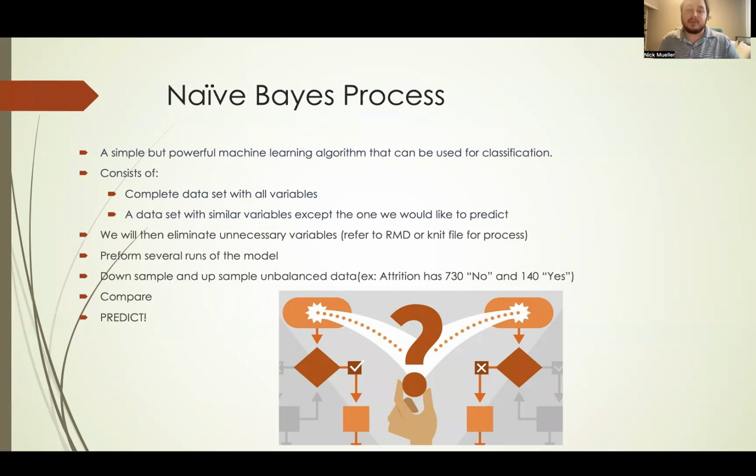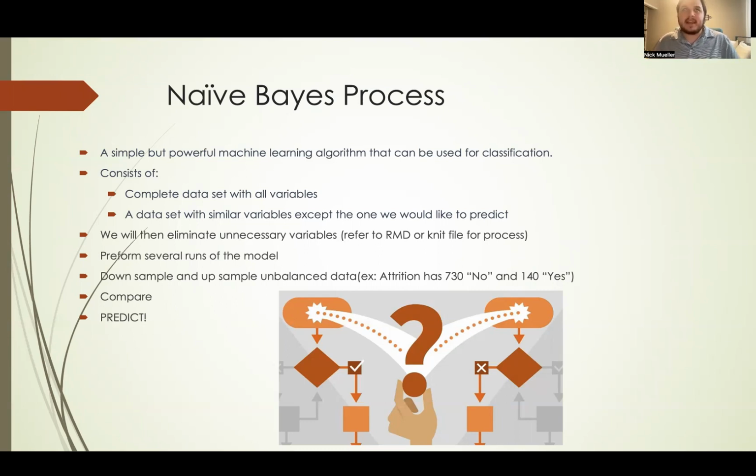It consists of 2 main data sets, the one being our complete data set with all variables, and then another data set with similar variables, except the one we would like to predict. In this case, it's going to be attrition. We will then eliminate unnecessary variables, perform several runs of the model, and then we can also downsample and upsample unbalanced data.